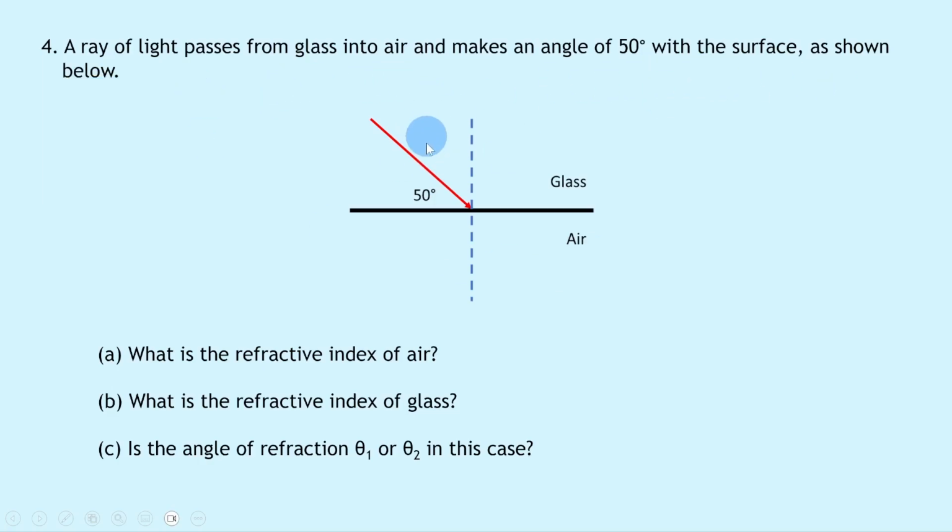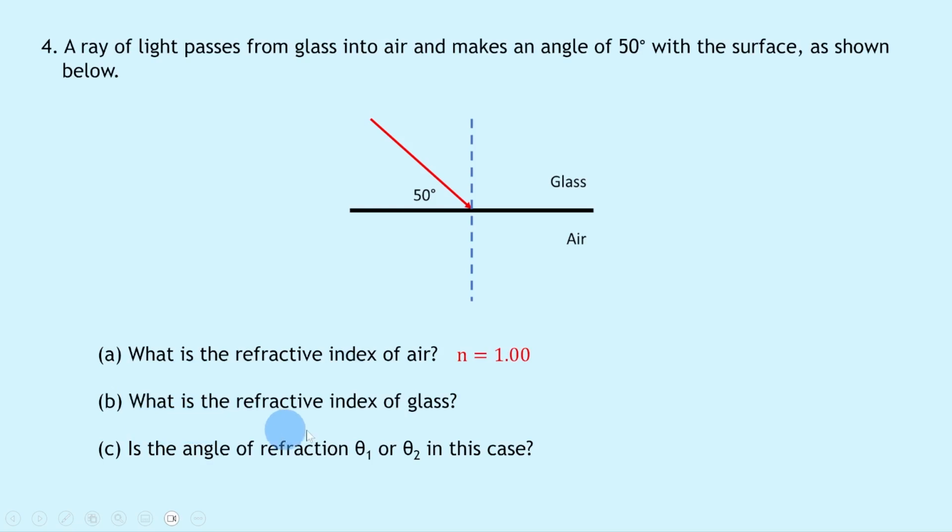So there's glass on the top and there's air on the bottom. So we've got light going from a denser medium into a less dense medium here. And we've got our normal labelled there as the dashed line. And it says for part A, what is the refractive index of air? Well, looking at the data sheet for values of absolute refractive index, you'll be able to see that for air we have n equals 1.00 or just 1.